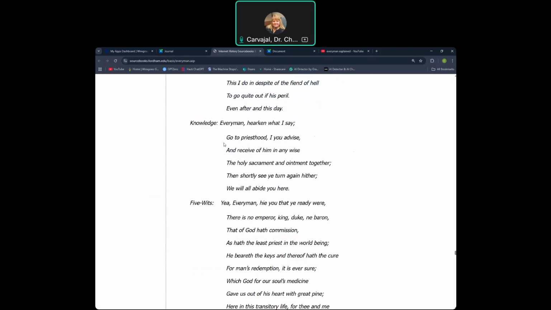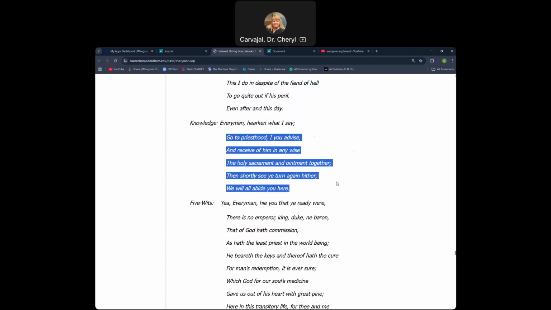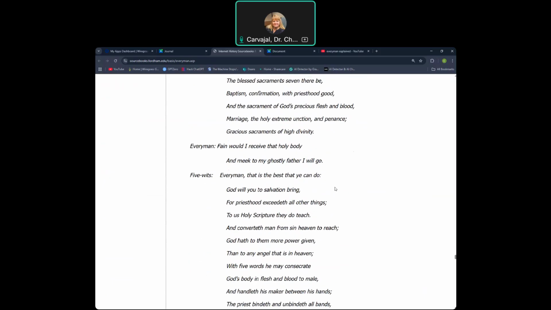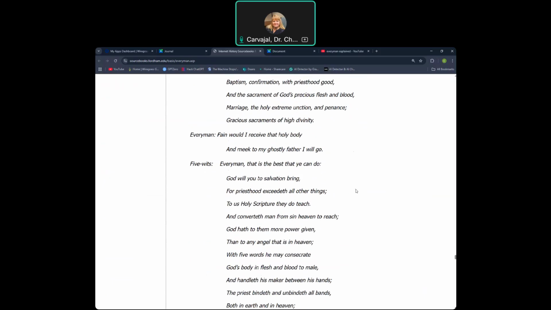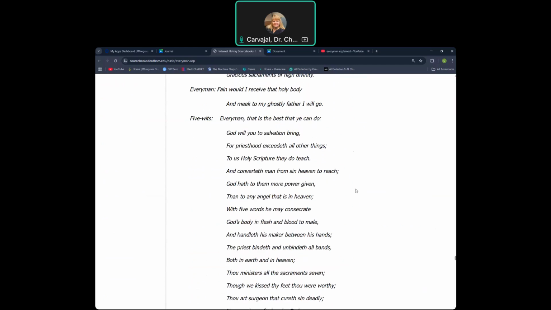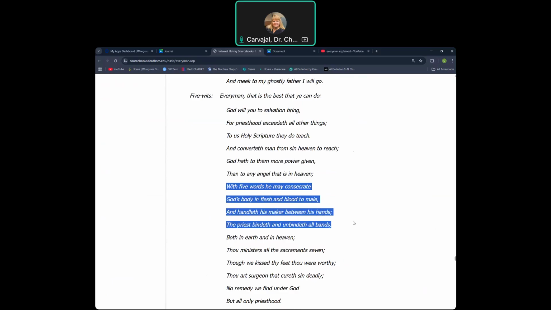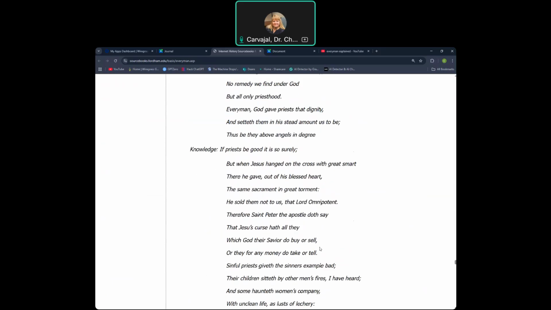And so now you have to go to the priest and receive holy sacrament and ointment together, and then we'll wait for you. Okay. And then the five wits, at this point, are kind of going through the motions as a ritual. Okay. And the five wits even say, all you can do is prepare as much as possible, and do the things that you should do to get ready, essentially to be consecrated and to go up to heaven. Okay. So they kind of explain what's going to happen with the priest.